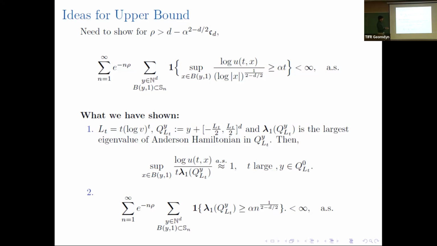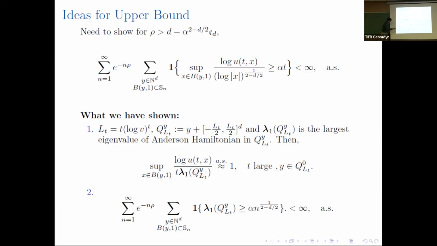So to control this, we come up with a comparison principle. And the thing that we compare this with is the largest eigenvalue of the Anderson Hamiltonian. So you take this particular length of a box, and within that box we consider a Dirichlet boundary condition. We consider the largest eigenvalue of this Anderson Hamiltonian.